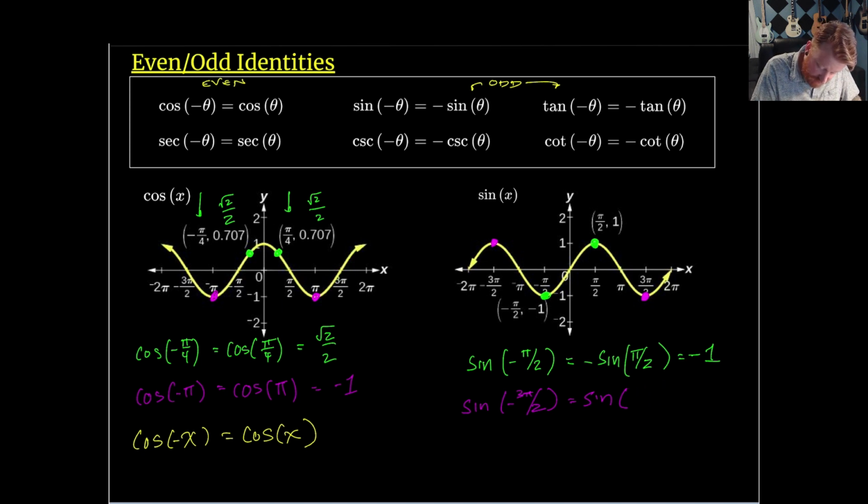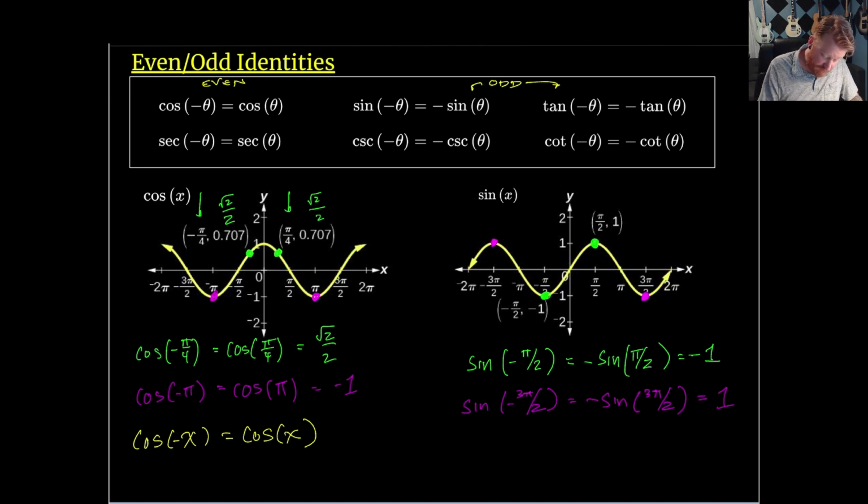negative 3 pi over 2 is equal to the negative sine of 3 pi over 2, which here is positive 1. So the sine of negative 3 pi over 2 is quite literally positive 1. The sine of 3 pi over 2 is negative 1, but if we throw a negative in front, then we get back to positive 1. So here we can see that any points that we pick, we get this relationship being true.